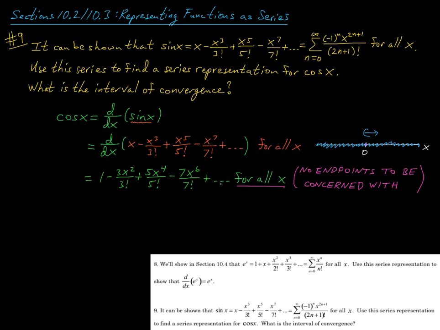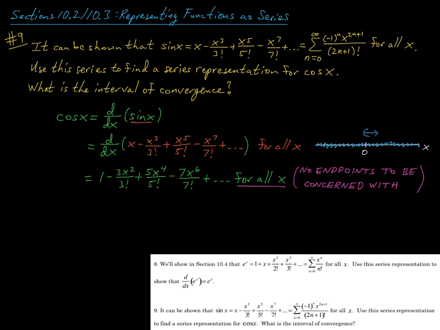And just like what we saw for e to the x, since this original series converges for all x, this resulting series where we differentiate term by term also converges for all x, because there are no endpoints to be concerned with. Our interval of convergence for this original series is the entire real line. Note we could also say that the radius of convergence for this original series is infinite. And we know that if we differentiate or integrate term by term, that does not change the radius of convergence. It'll still be infinite. So this series converges for all x.